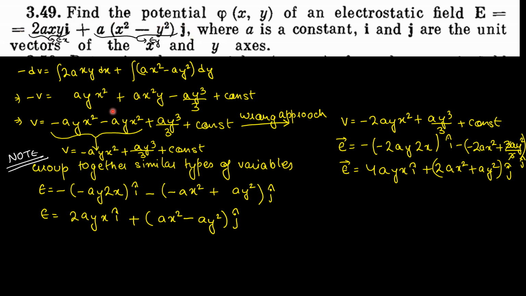Understood? So whenever you are integrating potential from electric field, whenever you find the same type of variables, instead of adding them, write them only once. Is that understood? If you add them, the electric field would be the wrong approach. You'll get the wrong potential.